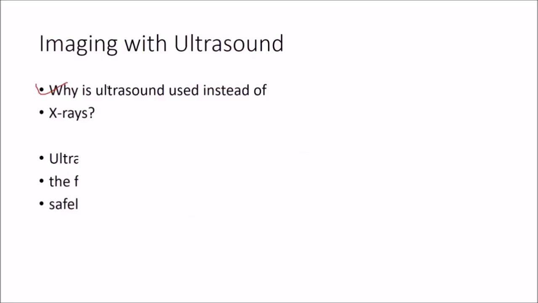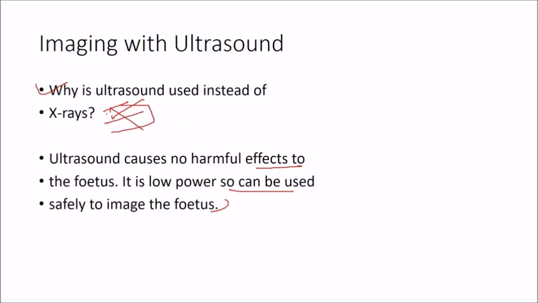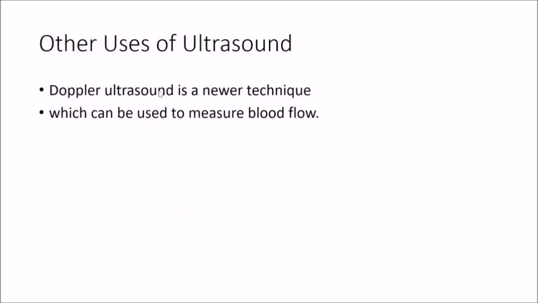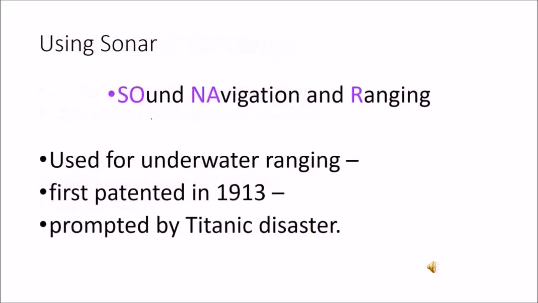So why is ultrasound used instead of X-rays? Because ultrasound causes no harmful effect to the fetus. It is low power, so it can be used safely to image the fetus, not X-rays. They are dangerous with high, prolonged exposure. Other uses of ultrasound: Doppler ultrasound is a new technique which can be used to measure blood flow. Ultrasound can also be used to break up kidney stones, faster and safer than surgical removal.